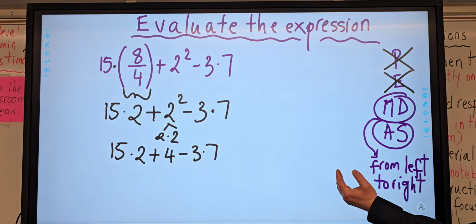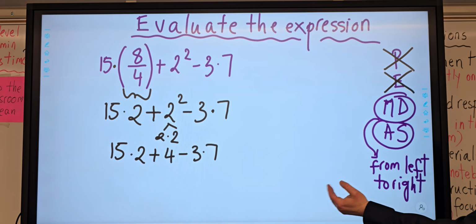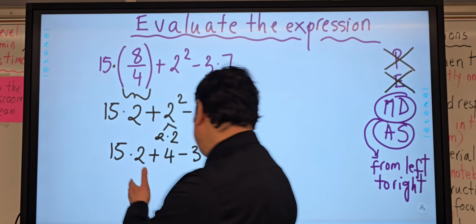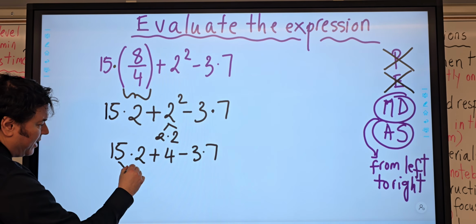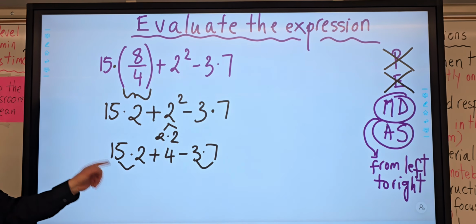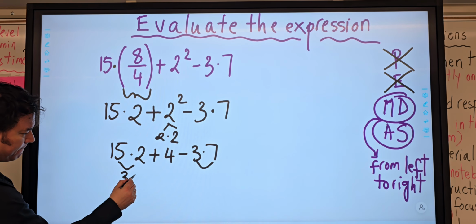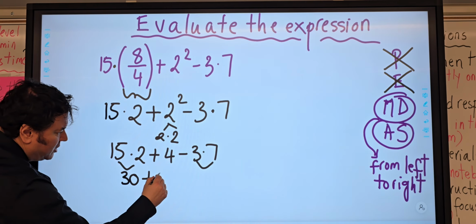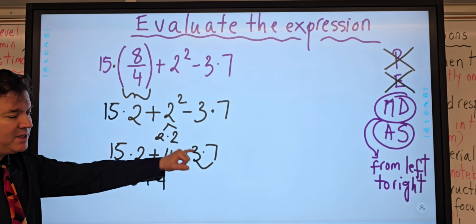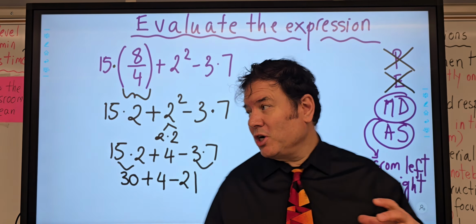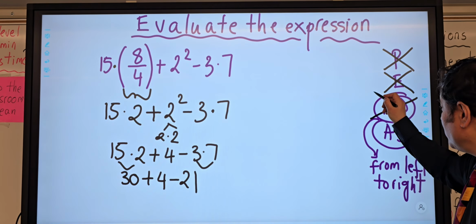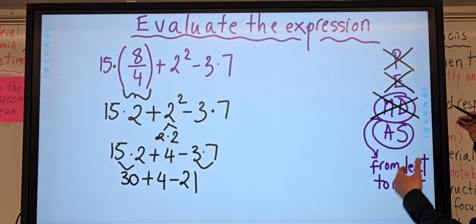Now we have multiplication and addition and subtraction. We know that multiplication comes before addition and subtraction. Because we have two multiplications in this expression, we can do them both at the same time. 15 times 2 becomes 30 plus 4, and 3 times 7 becomes 21. So we also used the multiplication. We did not have any division.